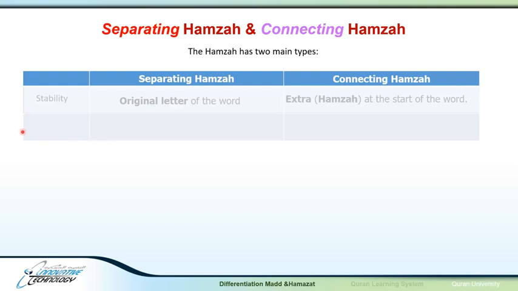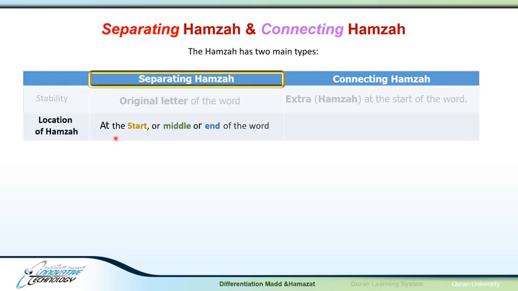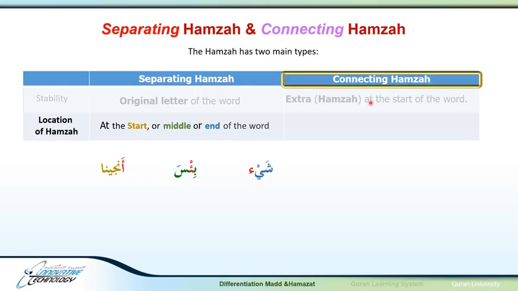The second point of comparison is the location of the hamza. Since the separating hamza is original, it can happen anywhere: at the start, the middle, or the end of the word. In this example, anjayna, the hamza is located at the start of the word. In bi's here, it's located in the middle, and in shay, it is located at the end. Now let's compare that with the connecting hamza, which can only happen at the start of the word, like in ista'inu. The hamza here is at the beginning of the word.